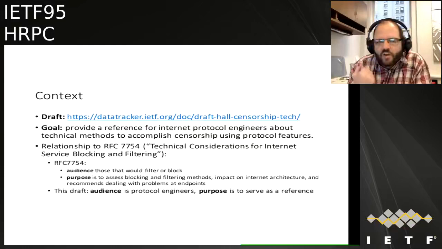Essentially, that seems to be for an audience of those that would filter or block, or other kinds of entities in the internet ecosystem, and it's more about evaluating blocking and filtering mechanisms in terms of their alignment with internet architecture, and specifically makes a recommendation that these problems are best dealt with at the endpoints. Whereas the censorship draft is really for protocol engineers, to serve as a reference and to show what happens when people mess in the middle with some of these protocols and the weird things that can happen. Okay, now next slide. I'm speaking really fast, I'm sorry.